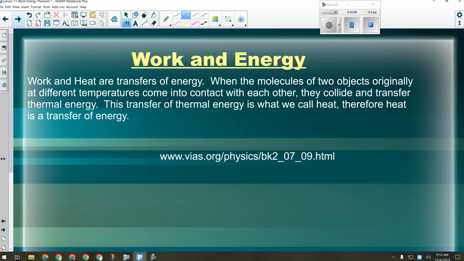Okay, this we talked about before, but I just wanted to review it. Work and heat are both transfers of energy, but they transfer different kinds. Work is a transfer of mechanical energy. Heat is a transfer of thermal energy.